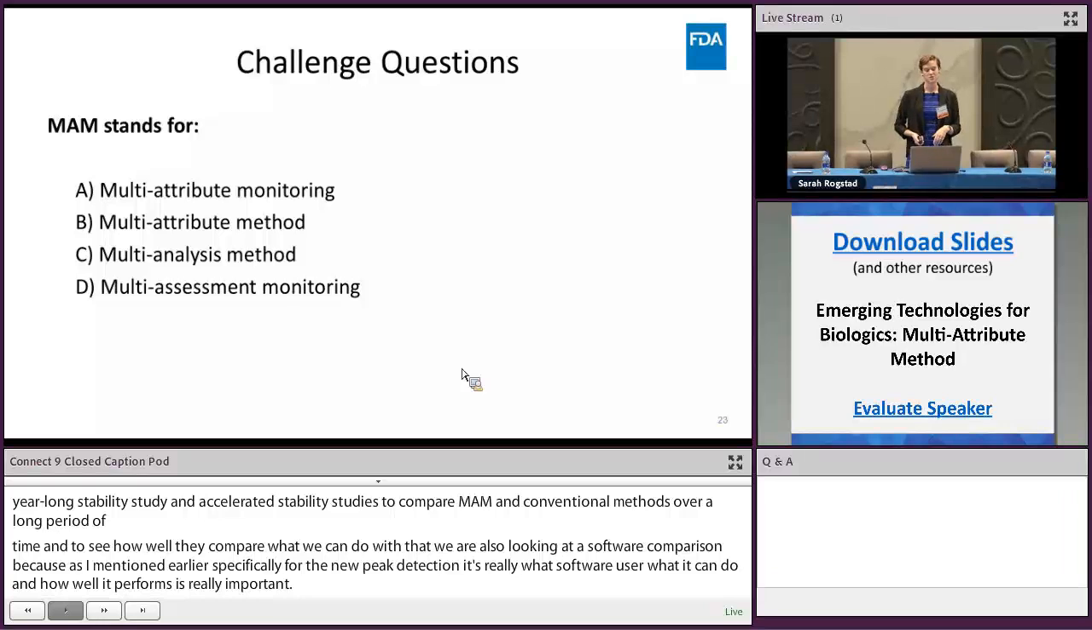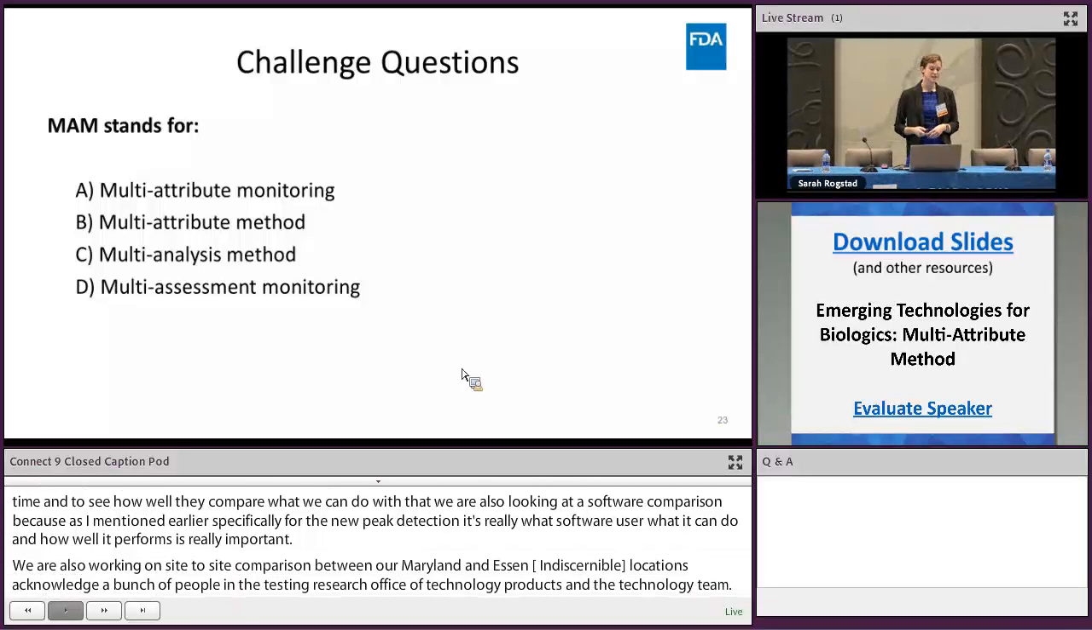So, challenge questions. What does MAM stand for? Is it multi-attribute monitoring, multi-attribute method, multi-analysis method, or multi-assessment monitoring?